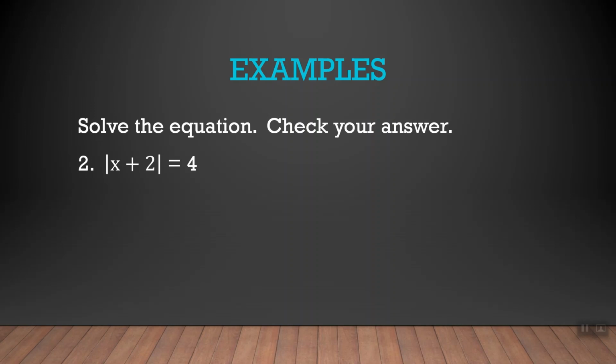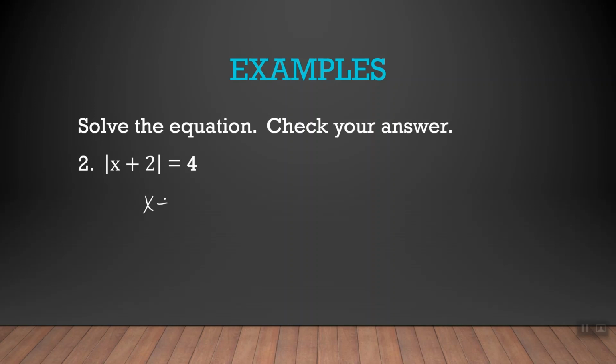So first, make sure that the absolute value is isolated. We have the absolute value of x plus 2 on the left-hand side. It is all by itself and it equals 4. So it is isolated. Now we're going to write two equations. This is the most important step. You have to do this, absolutely have to do this.